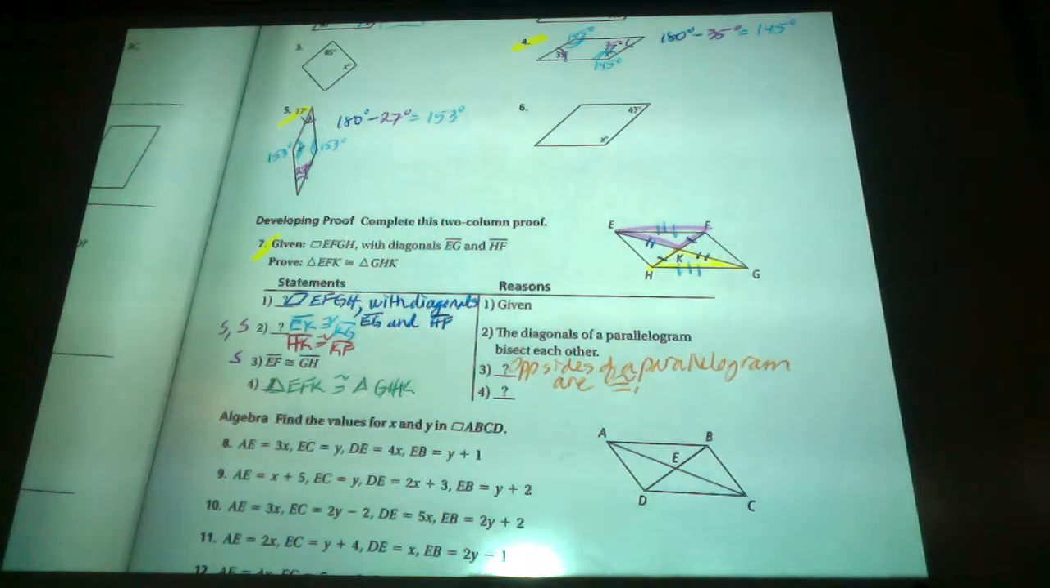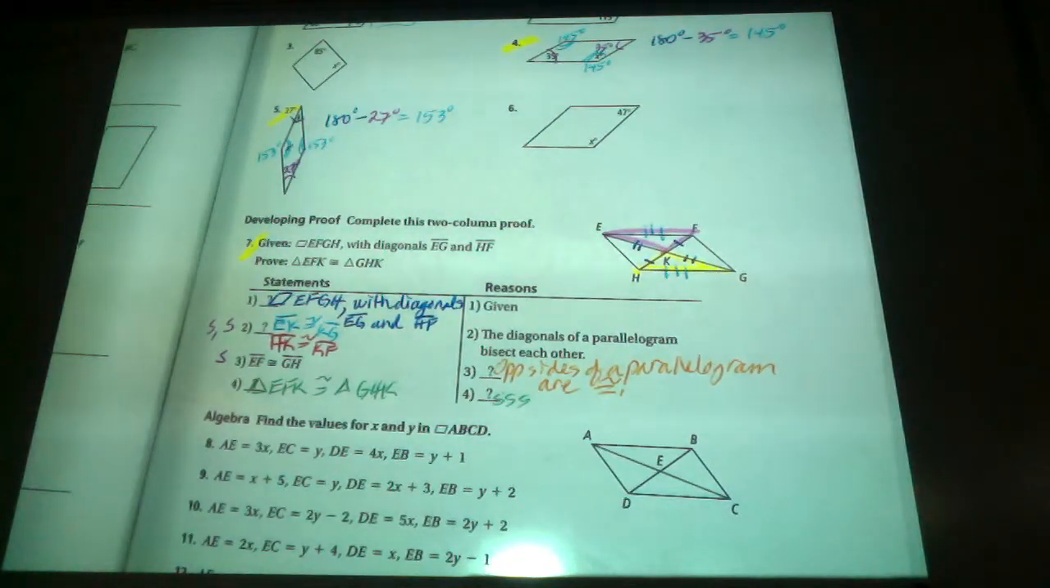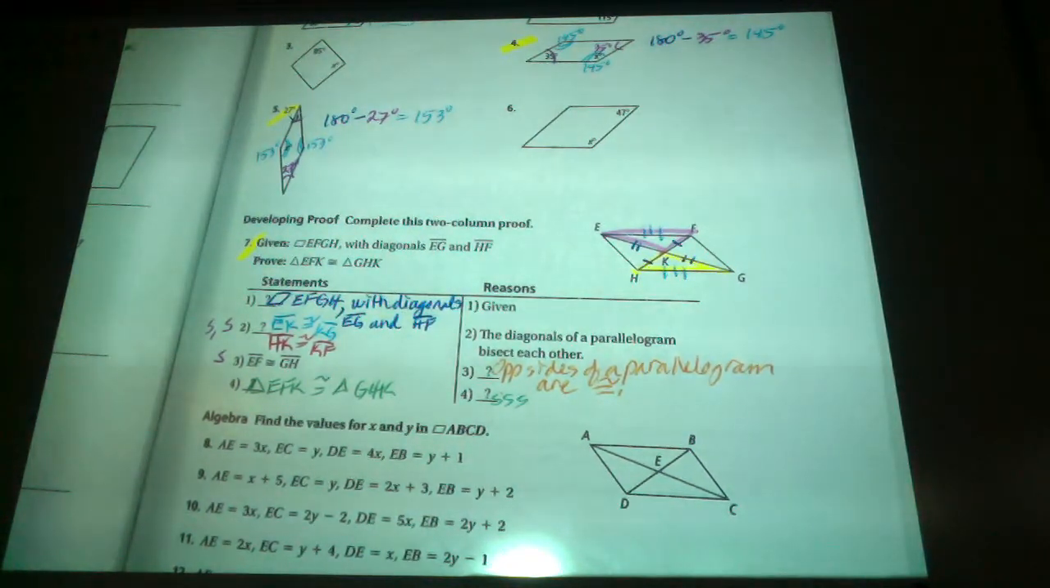And finally, how did we prove those triangles were congruent? SSS. So you're going to use prior knowledge in your proofs. So you have this as an example. I believe that there is a different proof in your textbook, or this might be the same proof. Let me just double check.